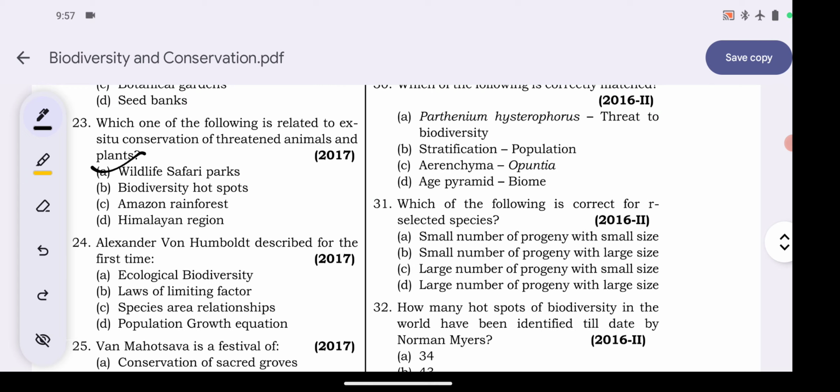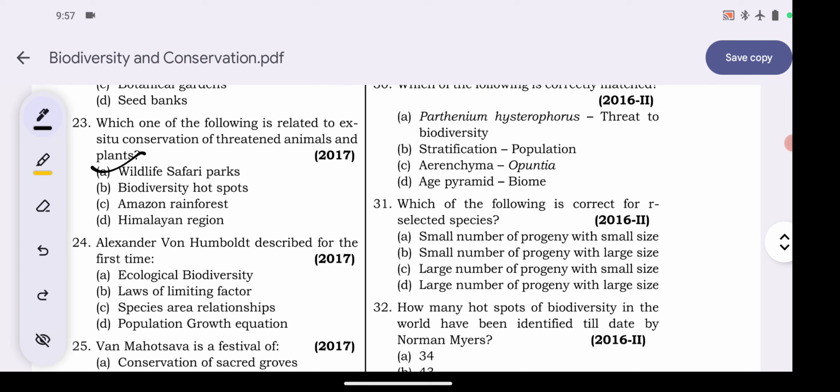Okay, ex situ conservation refers to the preservation of organisms outside of their natural habitat. Genetic Resources Center, Zoological Park, Botanical Garden, Gene Bank and other institutions are examples. So option A is the correct one.